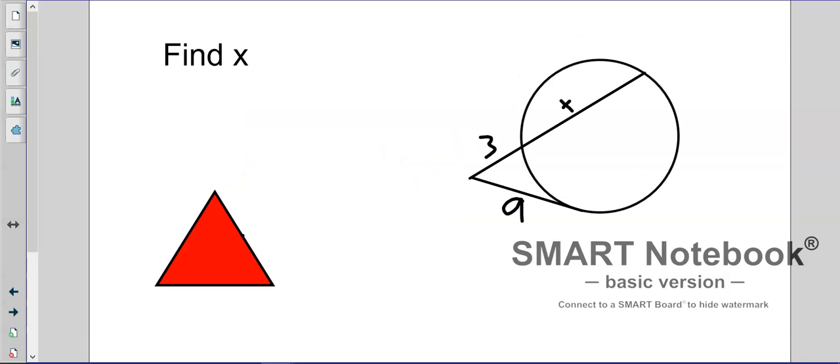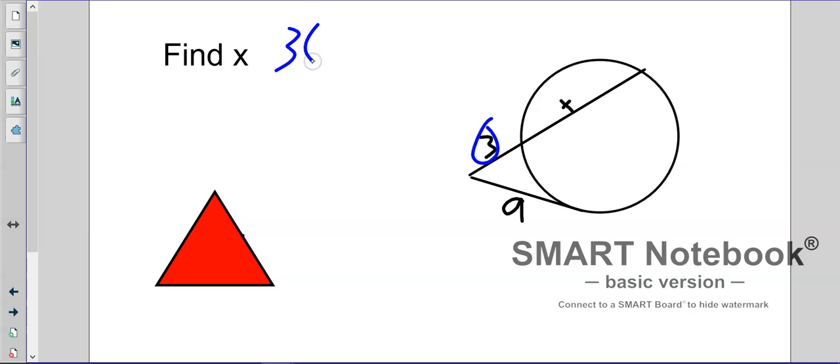Okay, now this one, you have just a tangent line and you have a secant. Because remember, this could keep going like that. Whoops. You know what I meant. All right. So in this situation, we always start with the outside number.